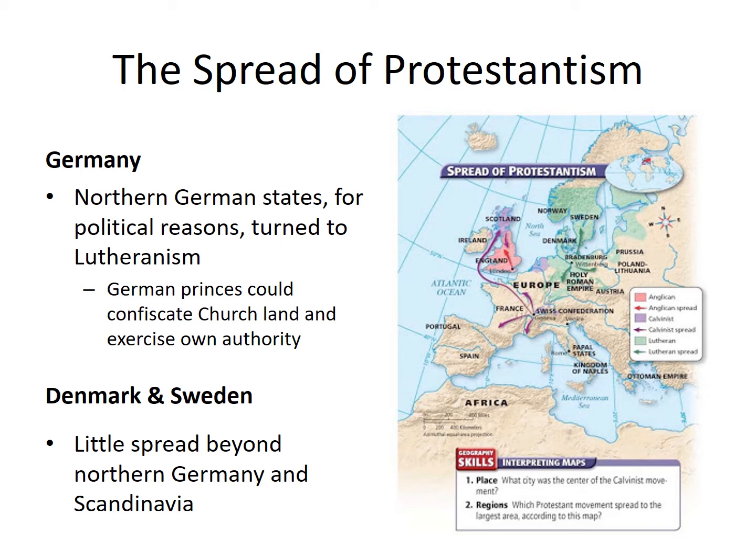In Denmark and Sweden, you see the spread of Protestantism there. There was little spread beyond northern Germany and Scandinavia, however, in this first wave, this first generation of Protestantism. But that will change as we move into the second half of the 16th century.